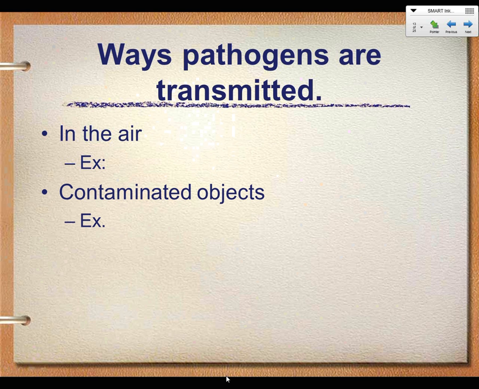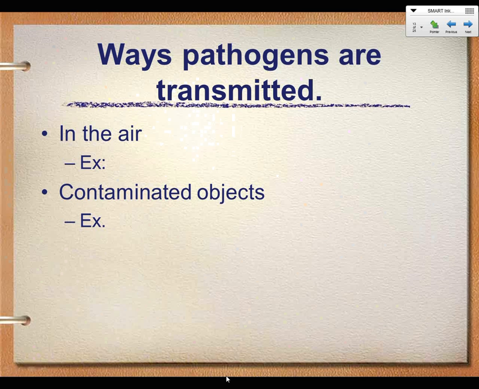Another way that it's transmitted is through contaminated objects. Things like money. Ooh, that's a good one. What else? Doorknobs. Food. Conveyor belts. Toys. Phones. Good. We've used a lot of these things here. The copy machine. Computer. The table. The keyboard. Clothes.